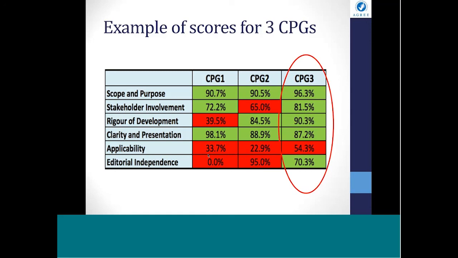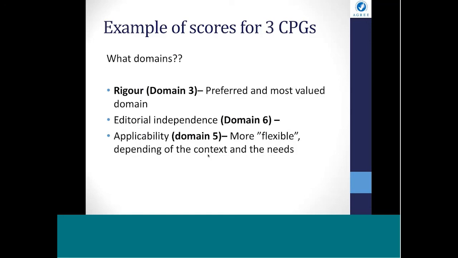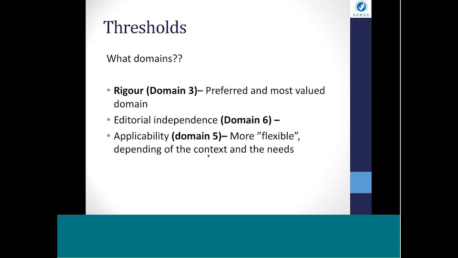This is an example of how to do the scoring and how to take a decision on which guideline you're going to use. So which domains? Usually domain 3, as I told you, is the preferred and most valued domain because it's the core of the method, it's the core of evidence-based medicine. If we have a good score here, it means that the method was performed really, really well. So I can trust the guidelines.